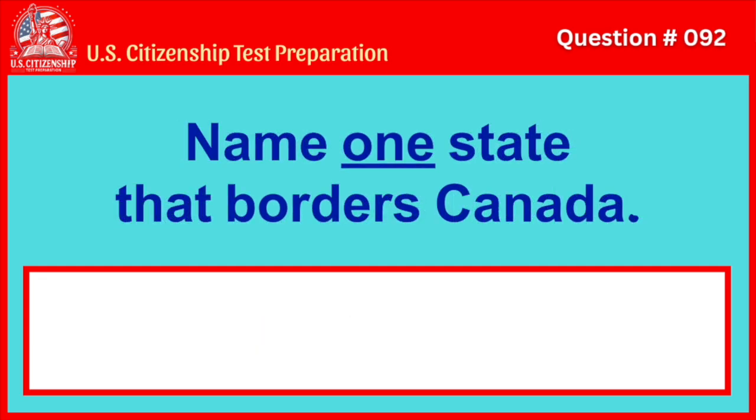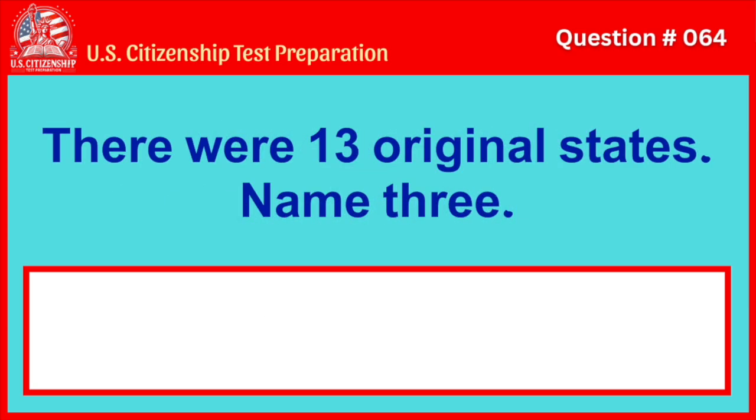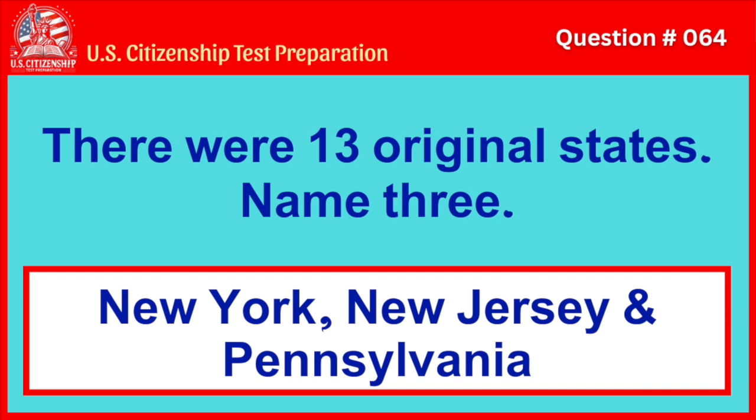Name one state that borders Canada. New York. There were 13 original states. Name 3. New York, New Jersey, and Pennsylvania.